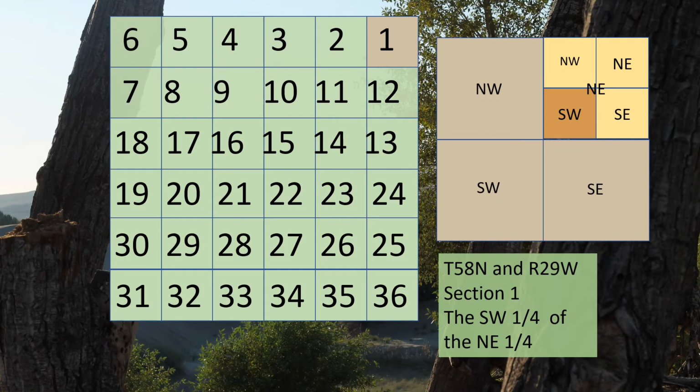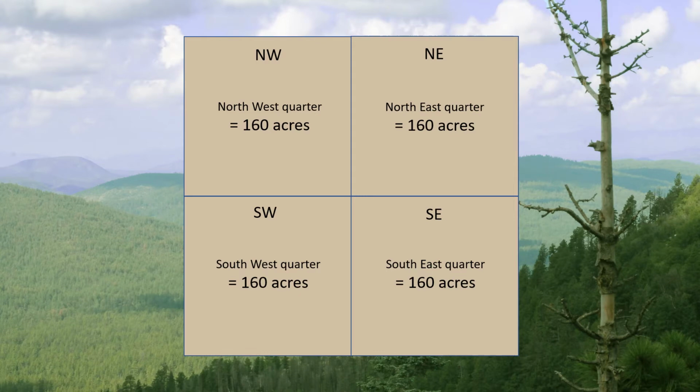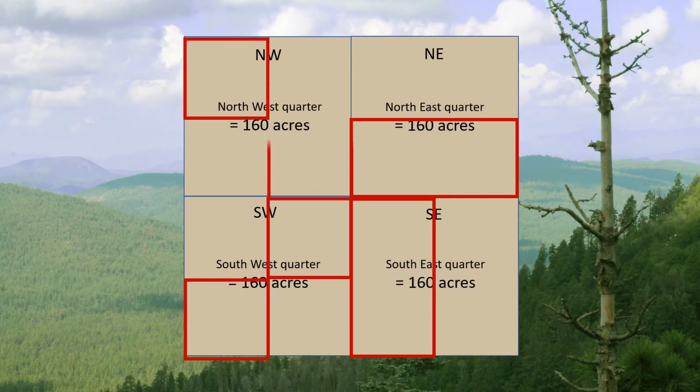This brown square is the southwest quarter of the northeast quarter of section 1 of the township 58 north and range 29W. These 160 acre sections can be divided up into 80 acres in 2 different ways, or into 40 acre sections as shown. The following slides will explain some of the ways that they can be divided and how it is worded.